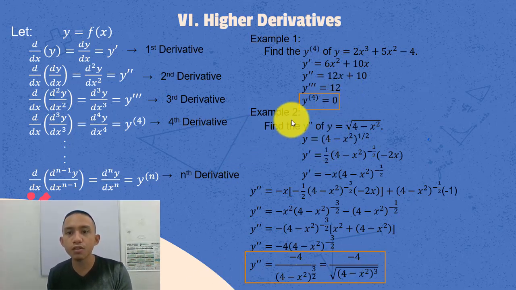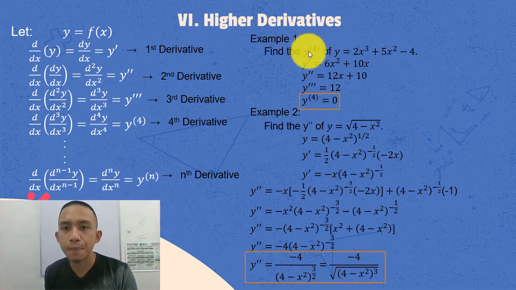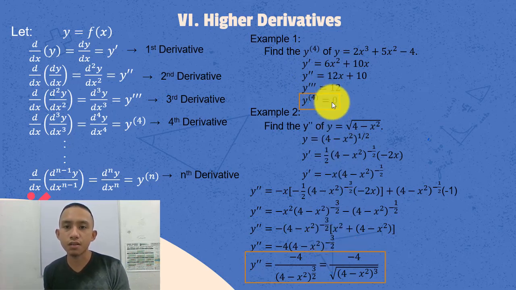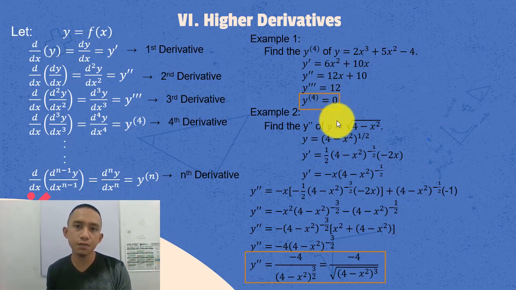Even if you continue that, let's say you're finding the 10th derivative, that will still be 0, 0, 0, 0, 0. There is no equation at all. Why? Because the derivative of 0 is 0, the derivative of 0 is 0.